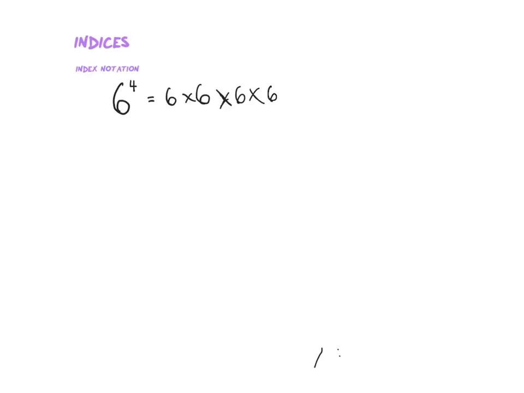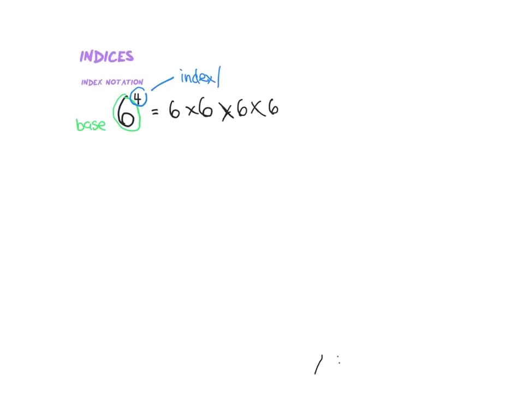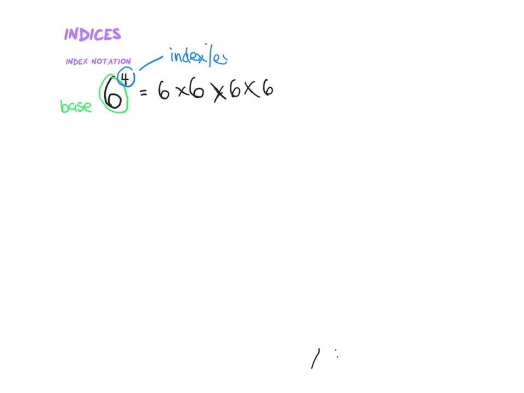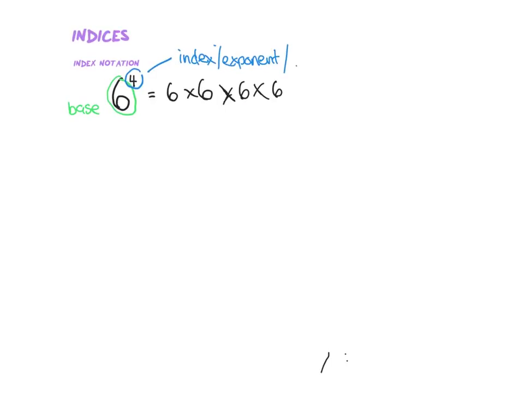So if we look at this part here, this part is known as the base. Okay, and this top part, the power. So we could refer to that as the index, or it might be referred to as the exponent, or it might be referred to as the power. Either way, it doesn't matter what you say, but you might need to look out for that in questions. So when it's written like this, we call that factor form.